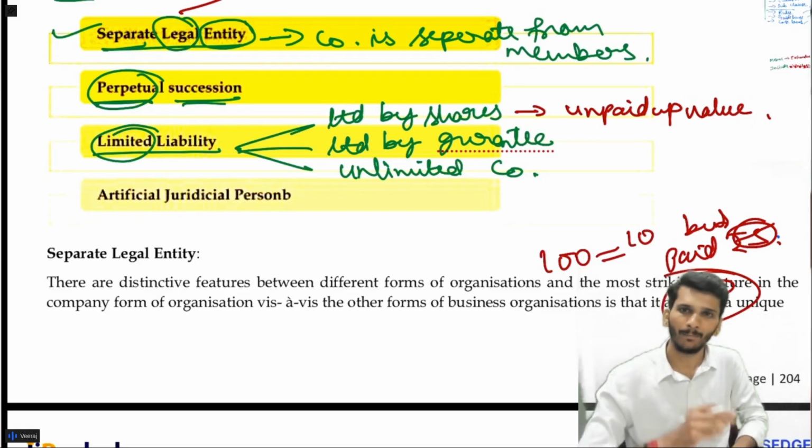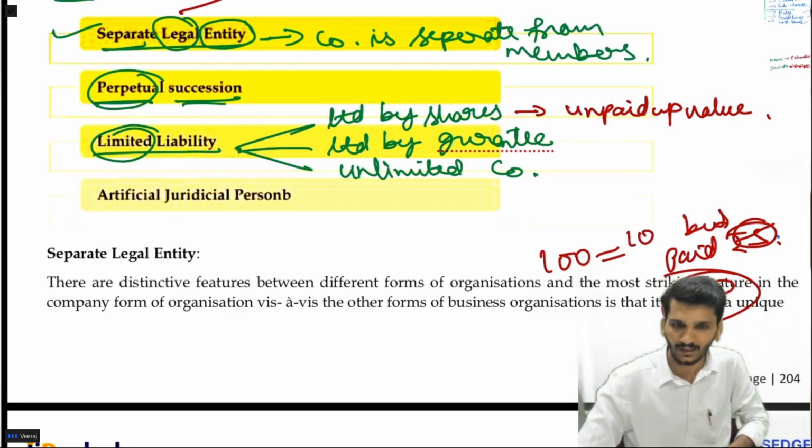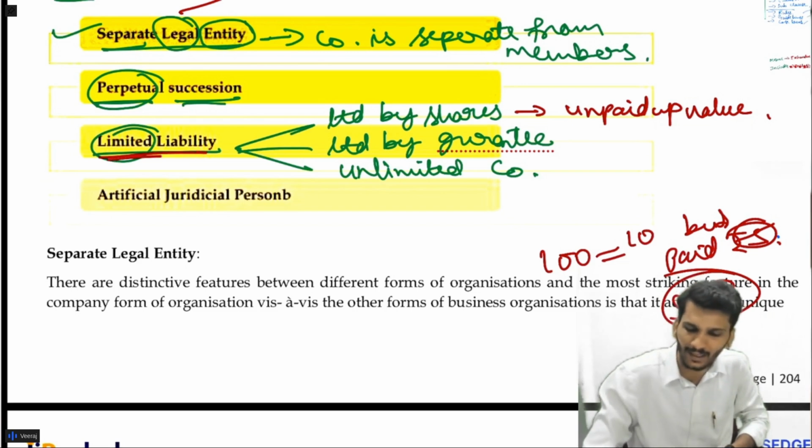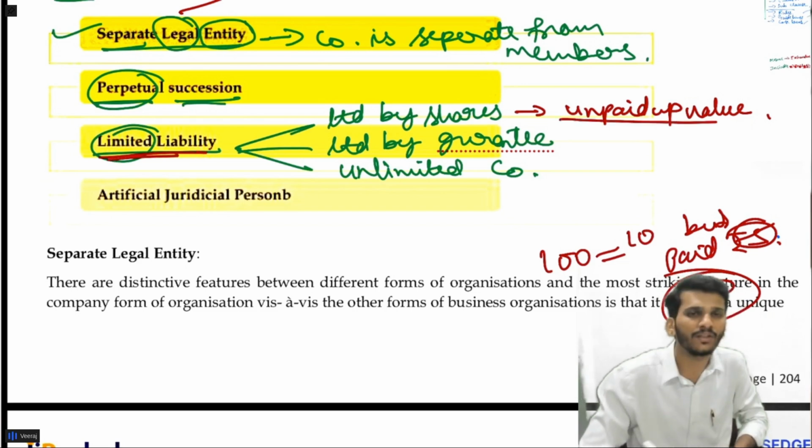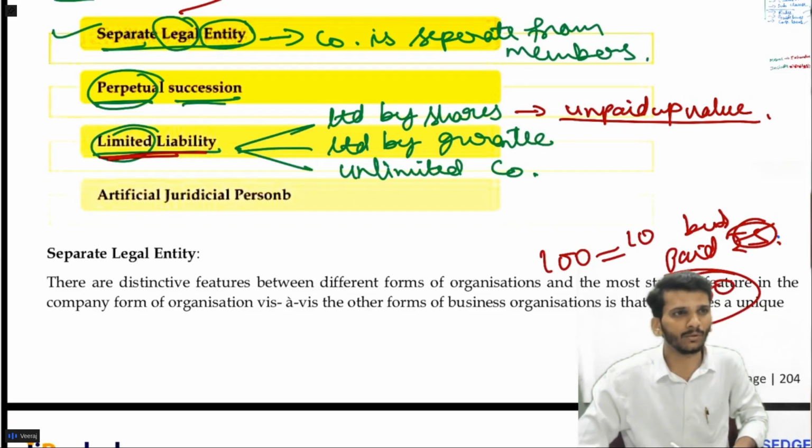Irrespective of anything, my liability is only to the extent of the unpaid up value. Sir, out of 10 rupees, I paid only 1 rupee. Then 9 rupees is my liability. That is what I meant to say. If the company is limited by shares, then the liability of the members is limited to the unpaid up value of the shares. Is that okay?